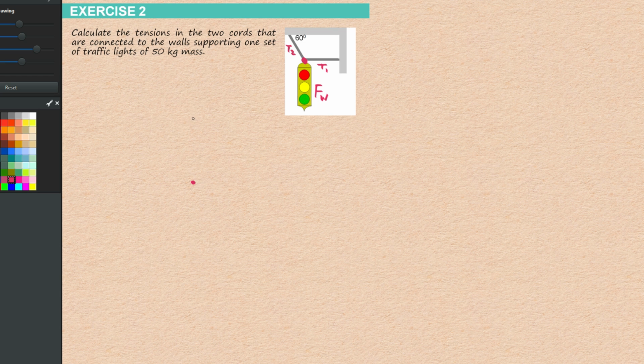If we're using the component method, we always have to have an x and a y. My positive x will be off this way to the right. My positive y will be up. Now, you could say positive y was down if you wanted to, and then all of the tensions and forces that I would find in that particular y direction would be negative where they're positive, or positive where they're negative.